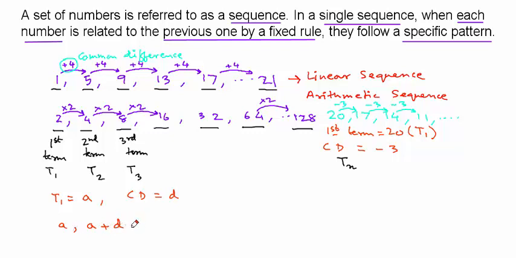The third term is going to be plus D on this. Therefore, it's going to be A plus 2D. And the fourth term is going to be plus D on this. And that's going to be A plus 3D. And so on. You have A plus 4D, A plus 5D.